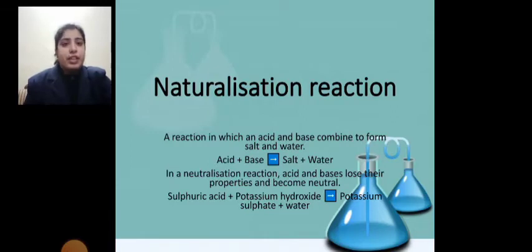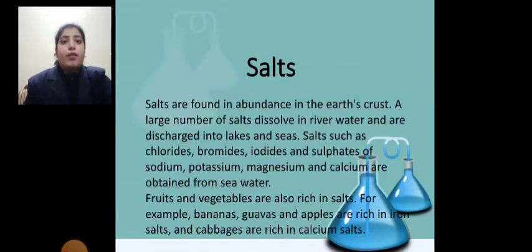Sulfuric acid, which is an acid, combines with potassium hydroxide, which is a base, to form potassium sulfate, which is a salt, and water. So acid is combining with a base to form salt and water.